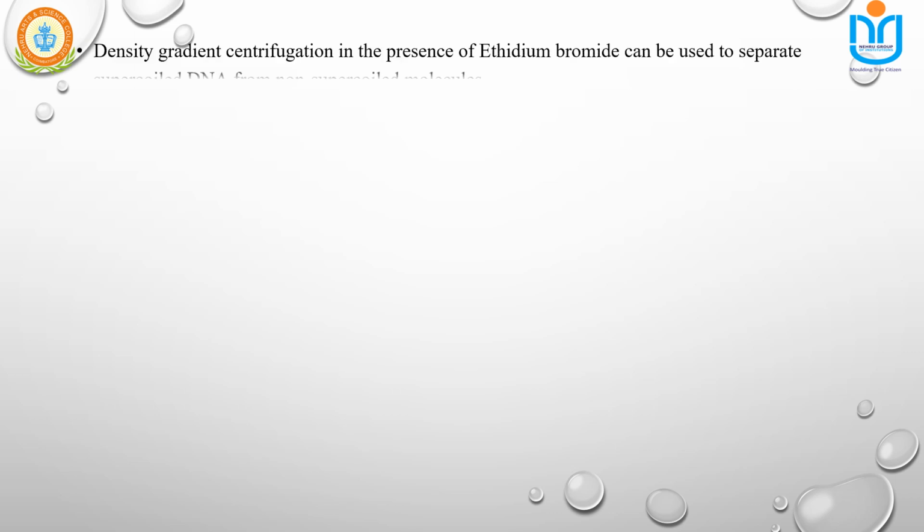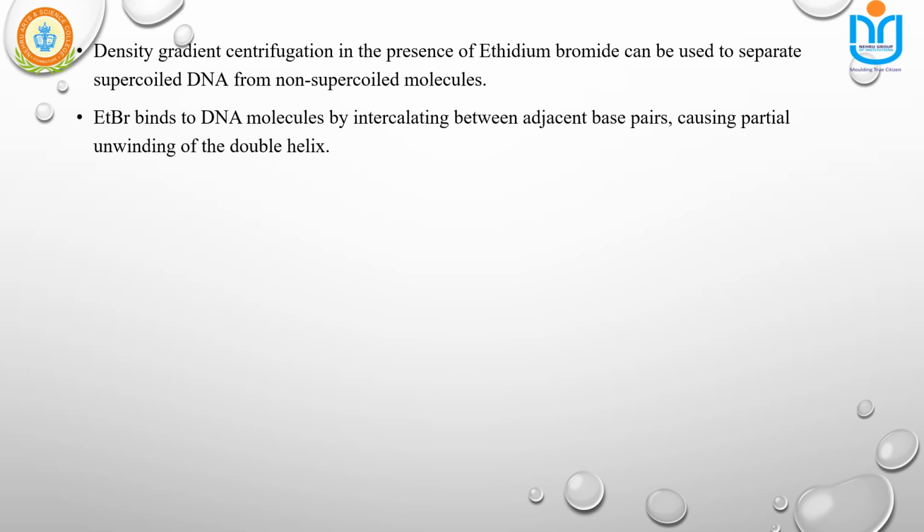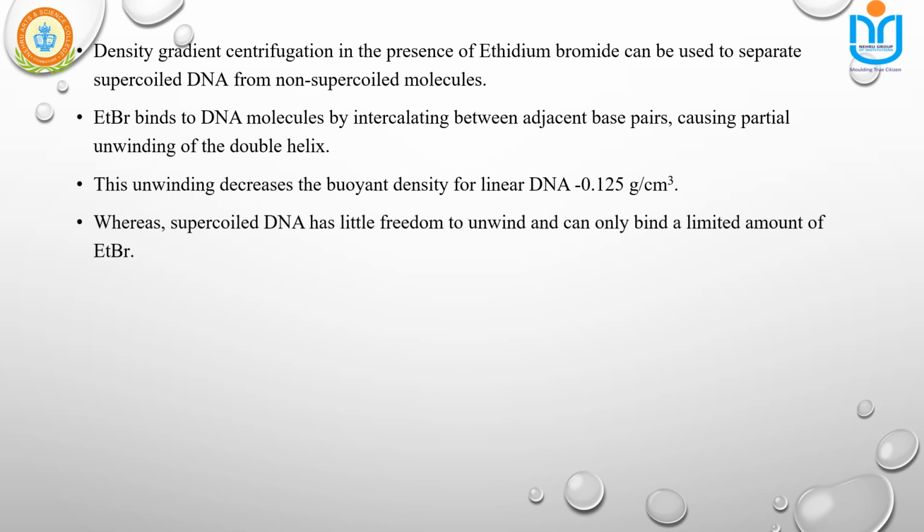Density gradient centrifugation in the presence of ethidium bromide can be used to separate supercoiled DNA from non-supercoiled molecules. Ethidium bromide binds to DNA molecules by intercalating between adjacent base pairs, causing partial unwinding of the double helix. This unwinding decreases the buoyant density for linear DNA to 0.125 gram per centimeter cube, whereas supercoiled DNA has little freedom to unwind and can only bind a limited amount of ethidium bromide.